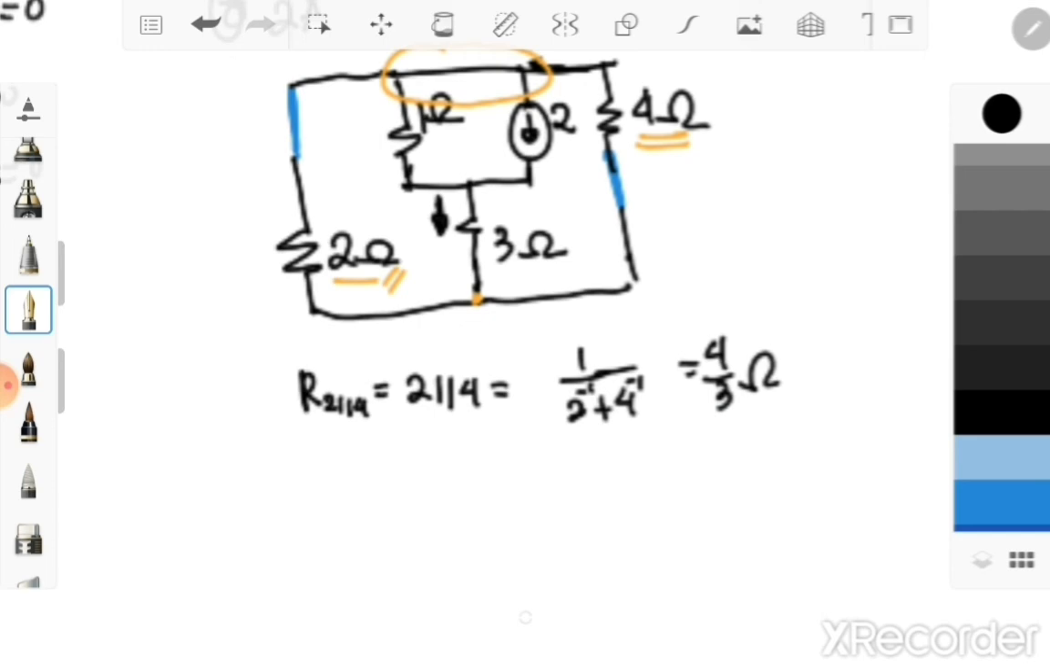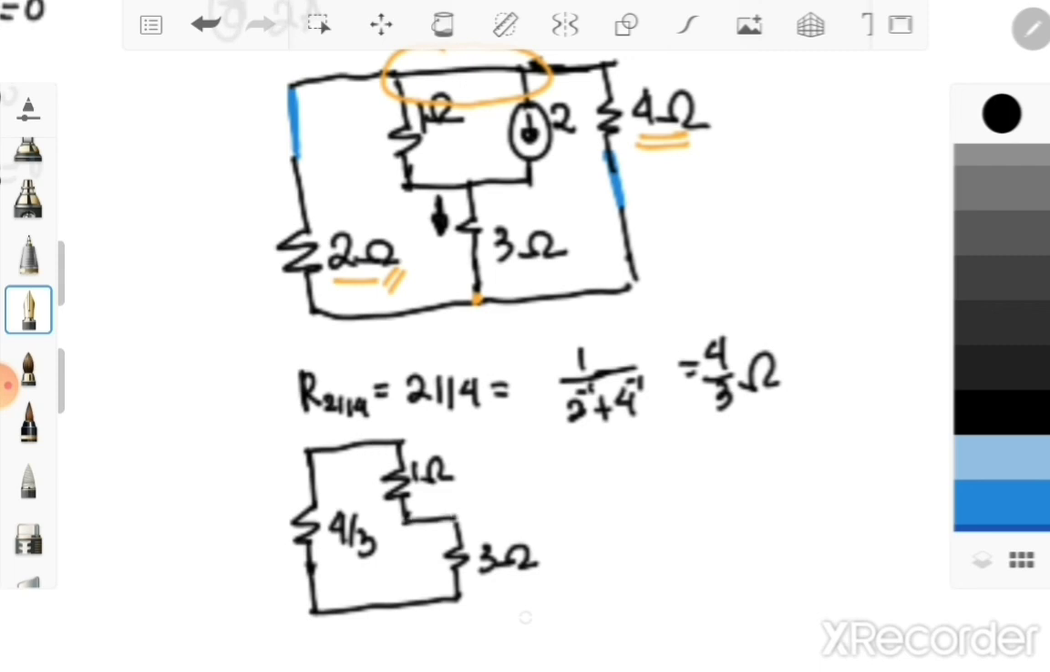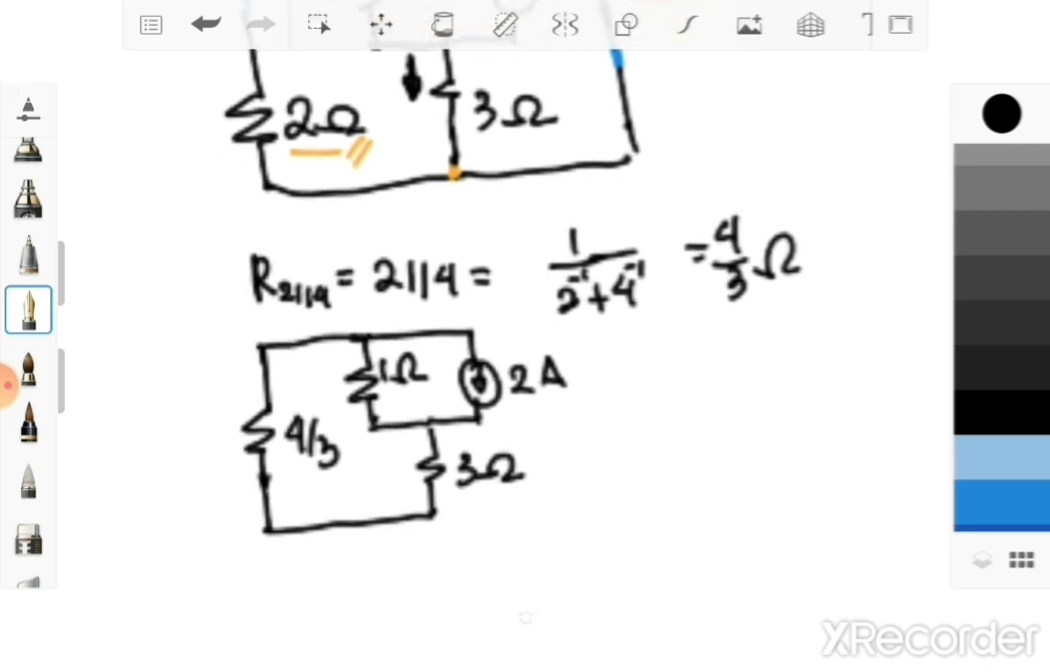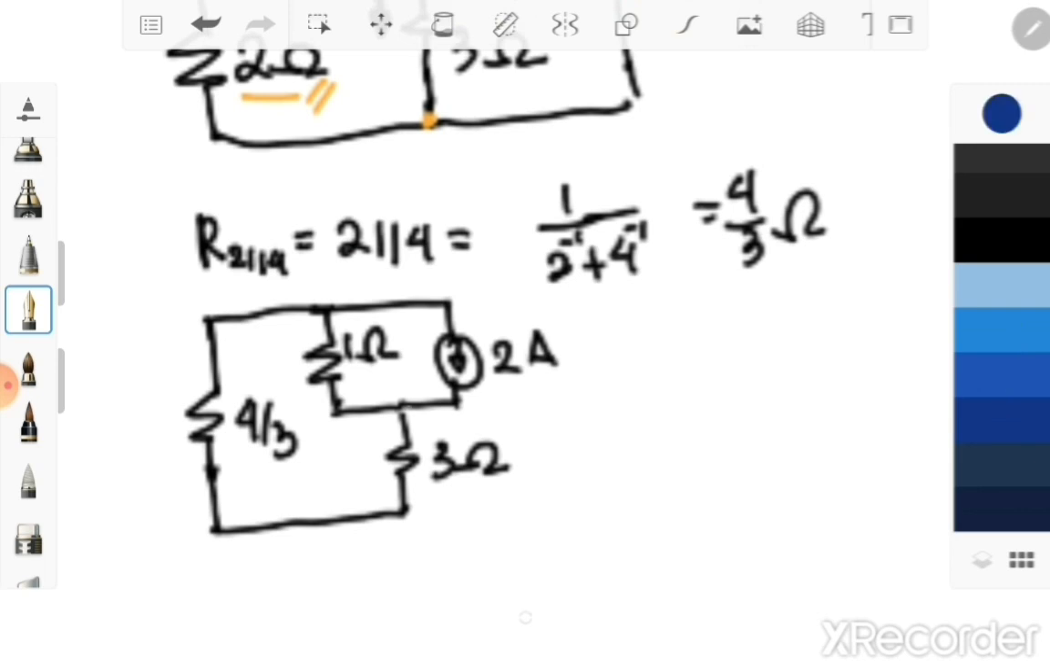Okay, so therefore I may rewrite this one as 4/3, and then my 3 ohm resistor, and then another 1 ohm resistor, and my 2 ampere current source. Notice that you can readily apply your CDT, or your current division theorem. Of course, we will put a ground here.